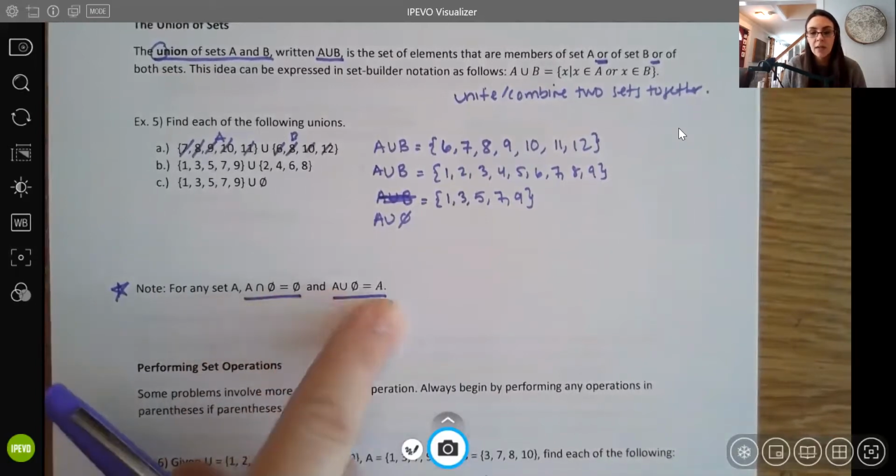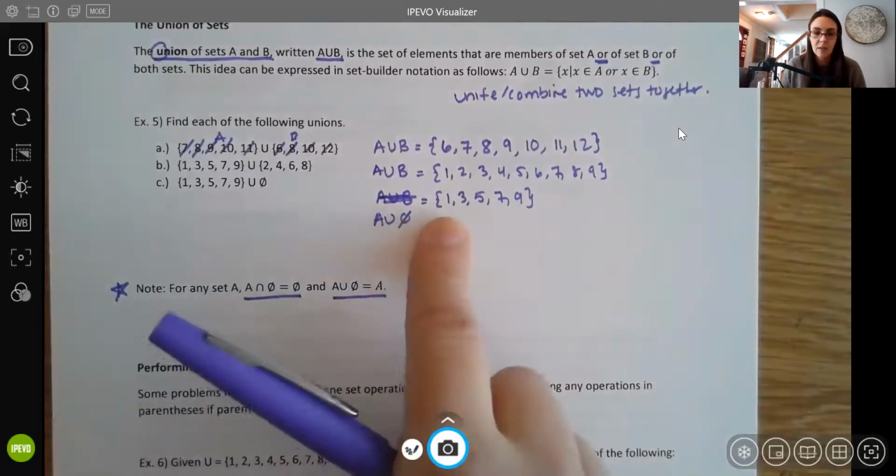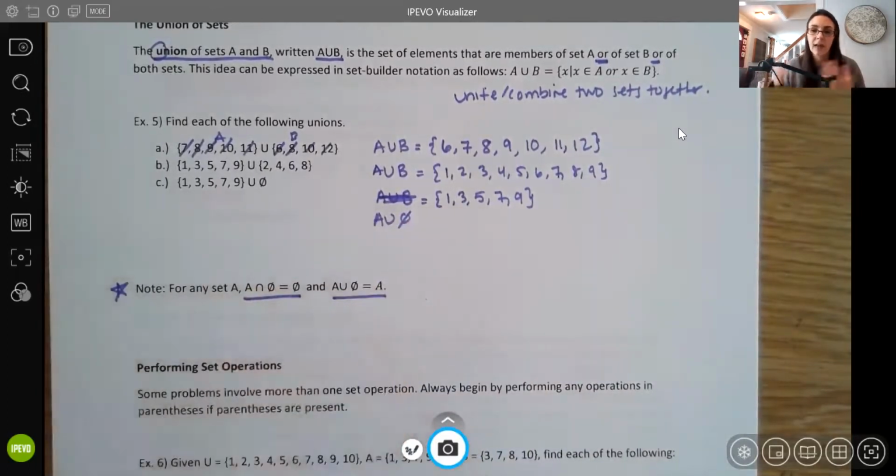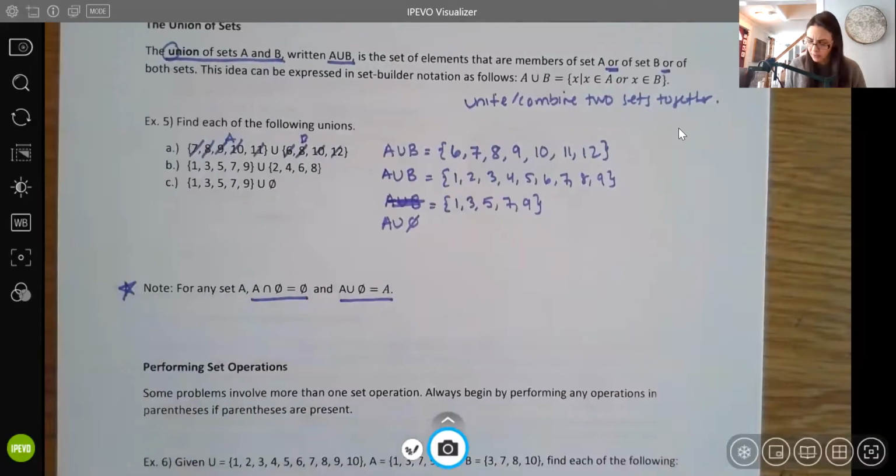And if you take the union, you'll get that other set A, which we saw in these examples. That's because the empty or null set doesn't have any elements. So for the union, it's not contributing. And then for the intersection, there's nothing for it to intersect with. So that's why we have those answers here.